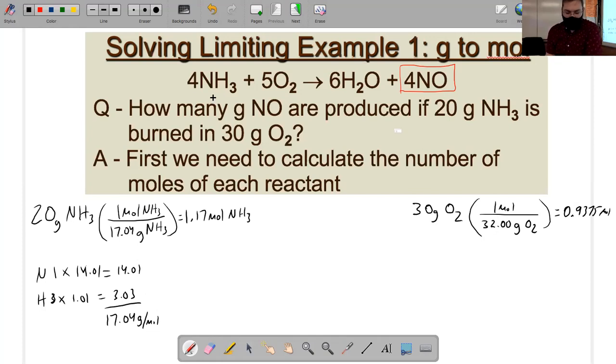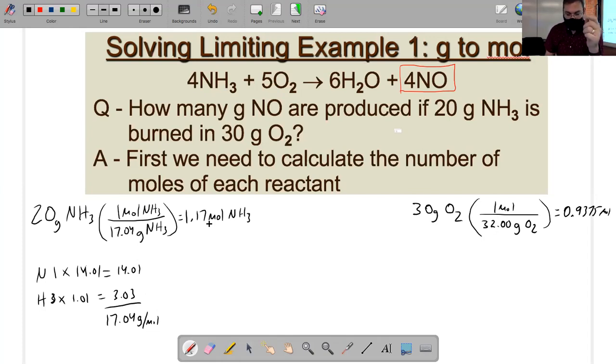Now, in this equation, it looks like for every 4 ammonias, we need 5 oxygens. So we actually need a greater quantity of oxygen than ammonia. And if you look at the quantities that I just calculated, 1.17 mole of ammonia and 0.9375 mole of oxygen, we actually have a greater quantity of ammonia than we have oxygen. The equation says you need more oxygen than you need ammonia. So it looks like we can already figure out what the limiting reactant is going to be. It looks like oxygen is actually going to limit the amount of product we get, because since you need more oxygen in moles than ammonia, we have less oxygen than ammonia.